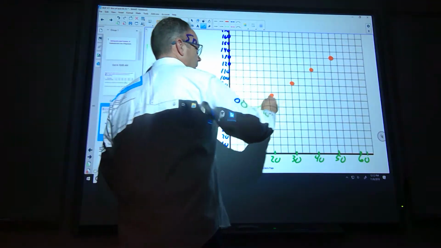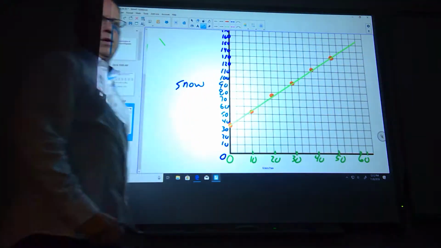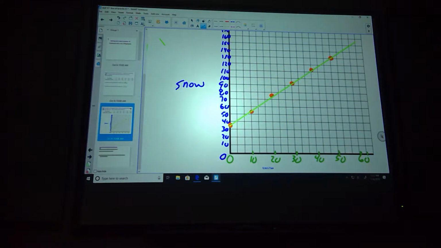Start here and just try and make it the best you can. Does that look like an okay line of best fit? Yes. Cool. So, things about this line of best fit: it's rising. It has a positive slope. Agreed? There's getting more and more snow after more and more days. Is that okay?